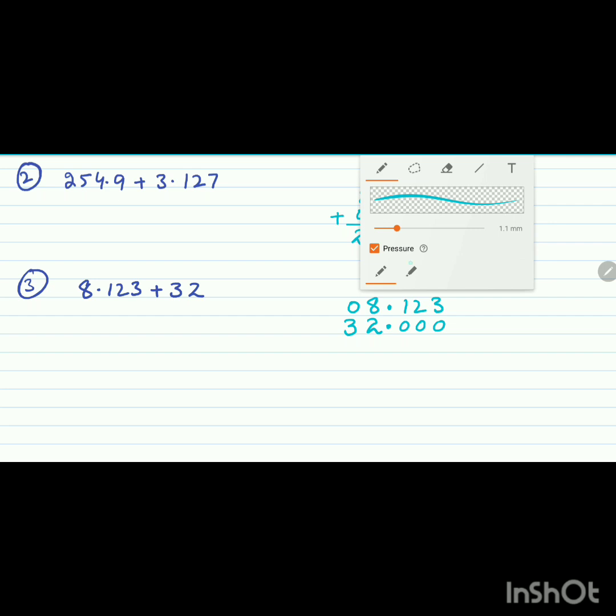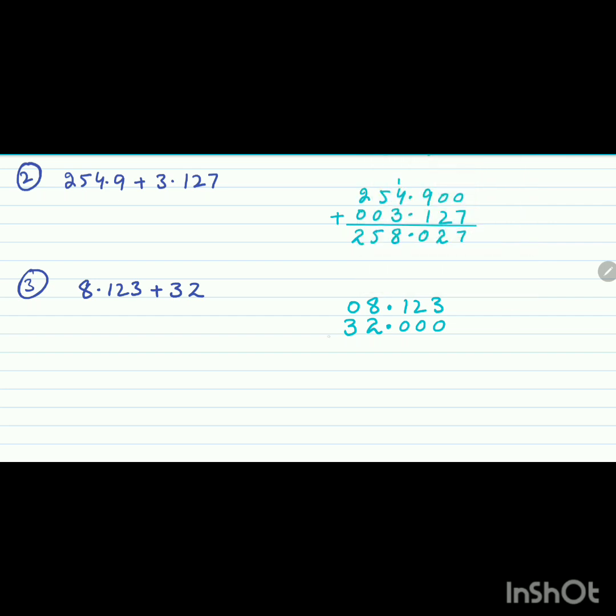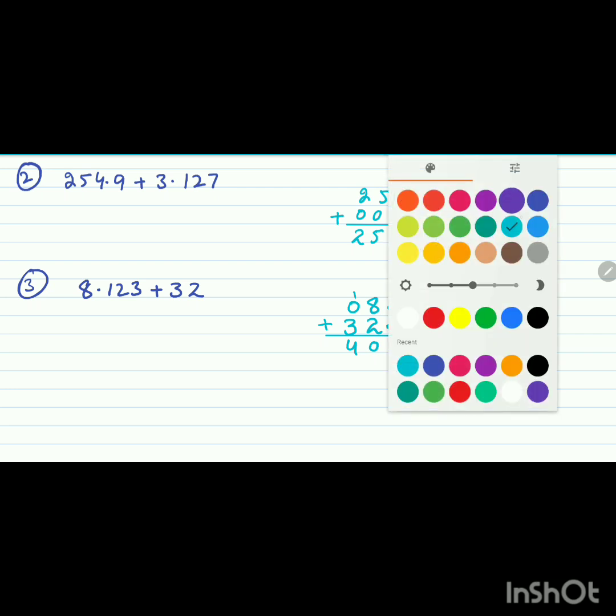So now you will solve it. How will you add it? You will use the simple addition method. Start from the right side. 3 plus 0 is 3, 2 plus 0 is 2, 1 plus 0 is 1, decimal. 8 plus 2 is 10, 1 will be carried, 0, and 3 plus 0 is 4. So 40.123 is the final answer.